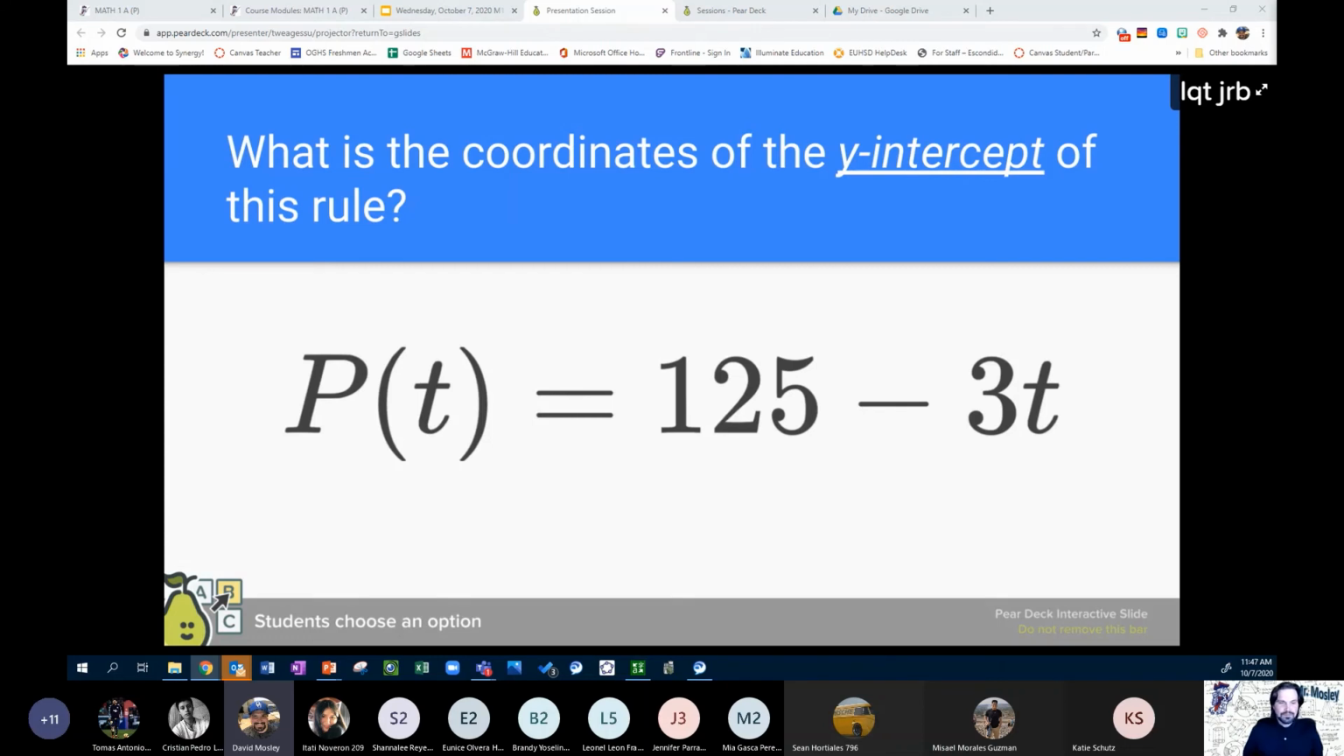Okay. All right. So guys, on this one, the correct answer is (0, 125). Okay. Las coordenadas es 0, 125. Okay. 0, 125.